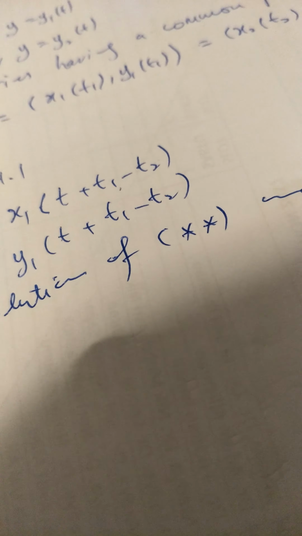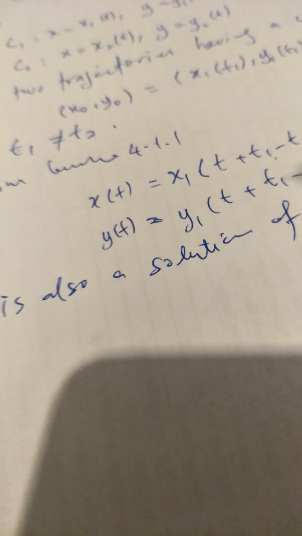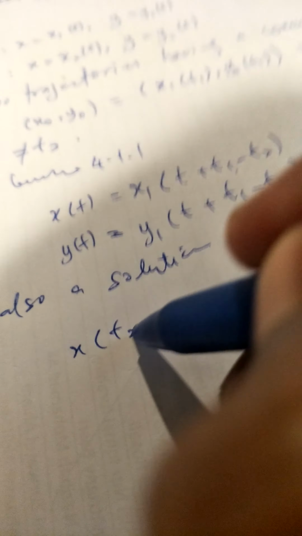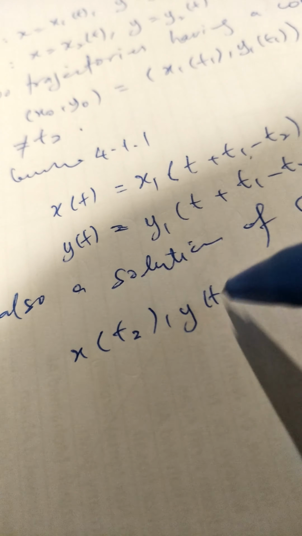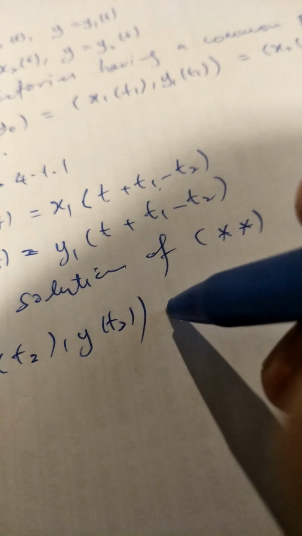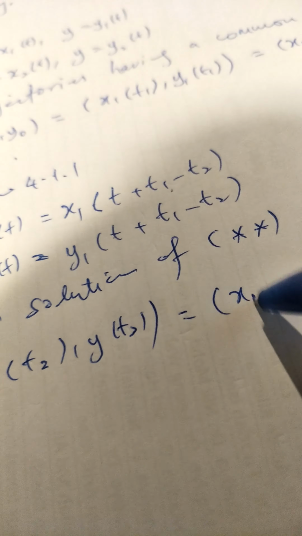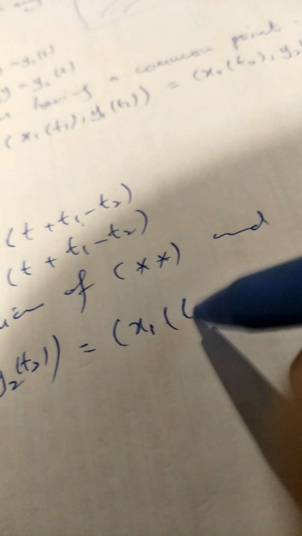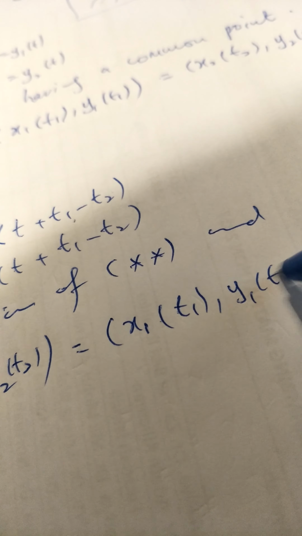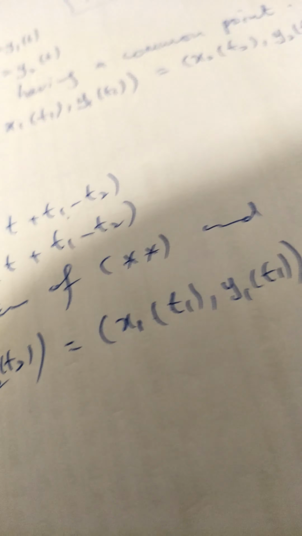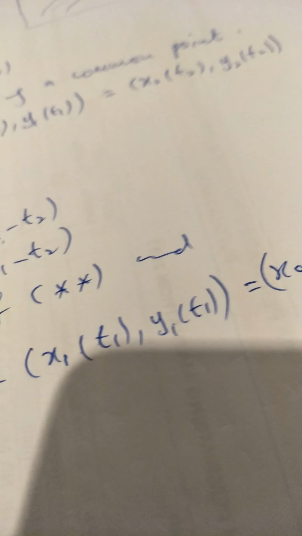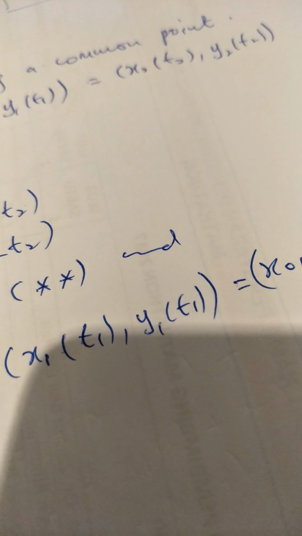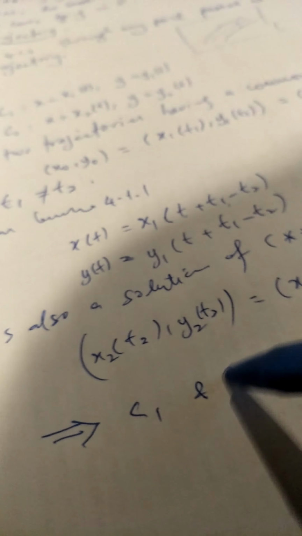And we have (x(t2), y(t2)), this should be (x2(t2), y2(t2)), equal to (x1(t1), y1(t1)), which is equal to (x0, y0). Which means C1 and C2 coincide.